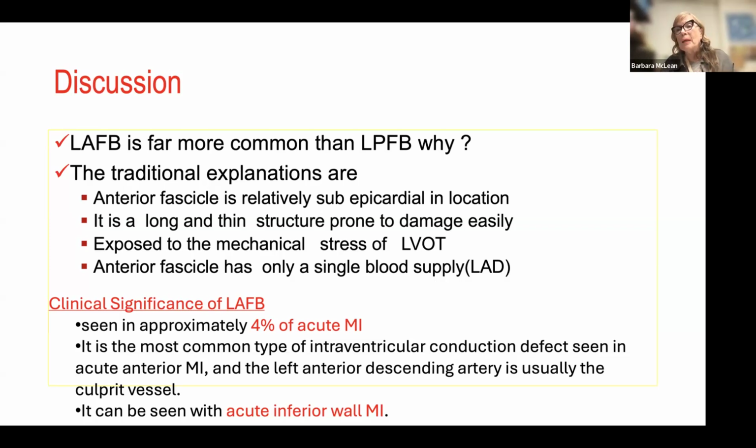It can also be seen with patients who have an acute inferior wall MI, but more commonly, you're going to see it with an anterior MI.